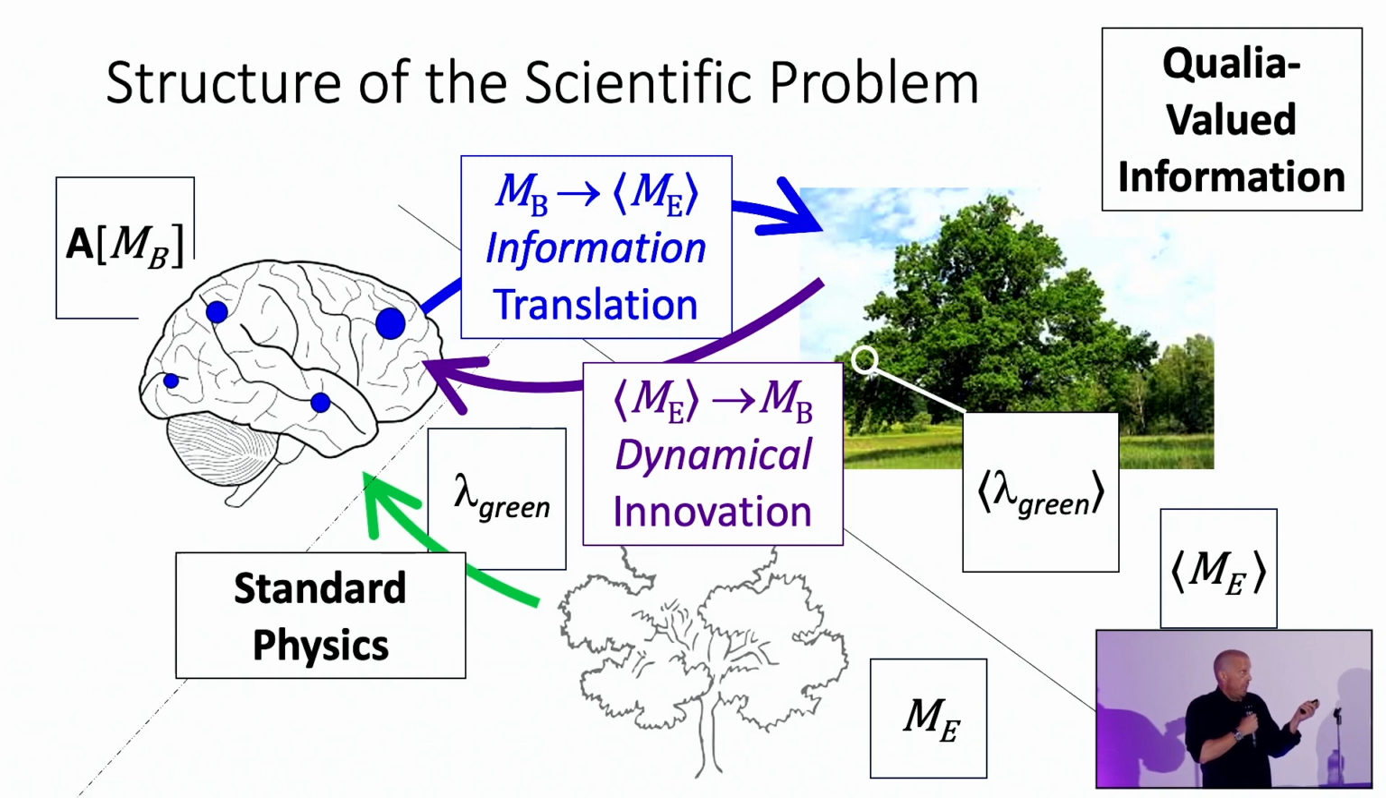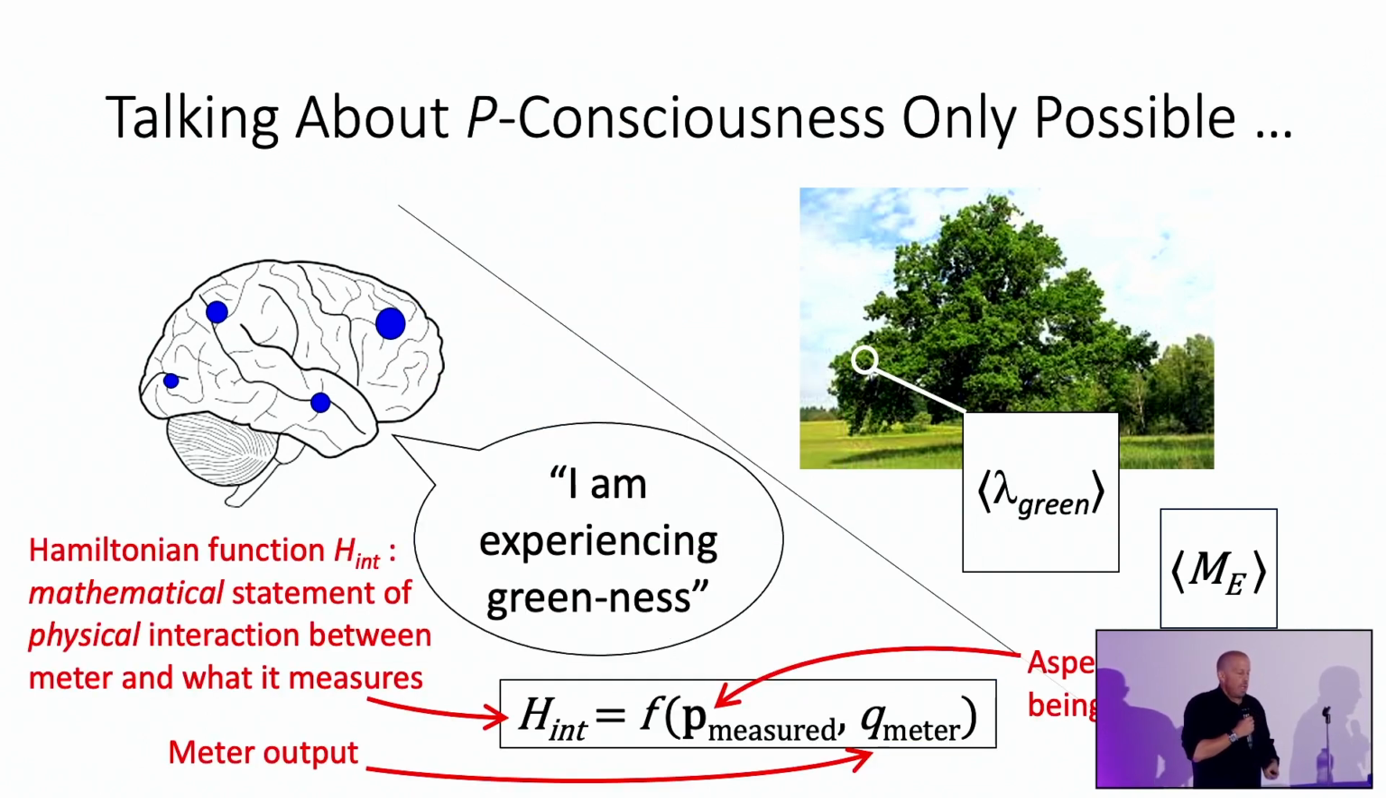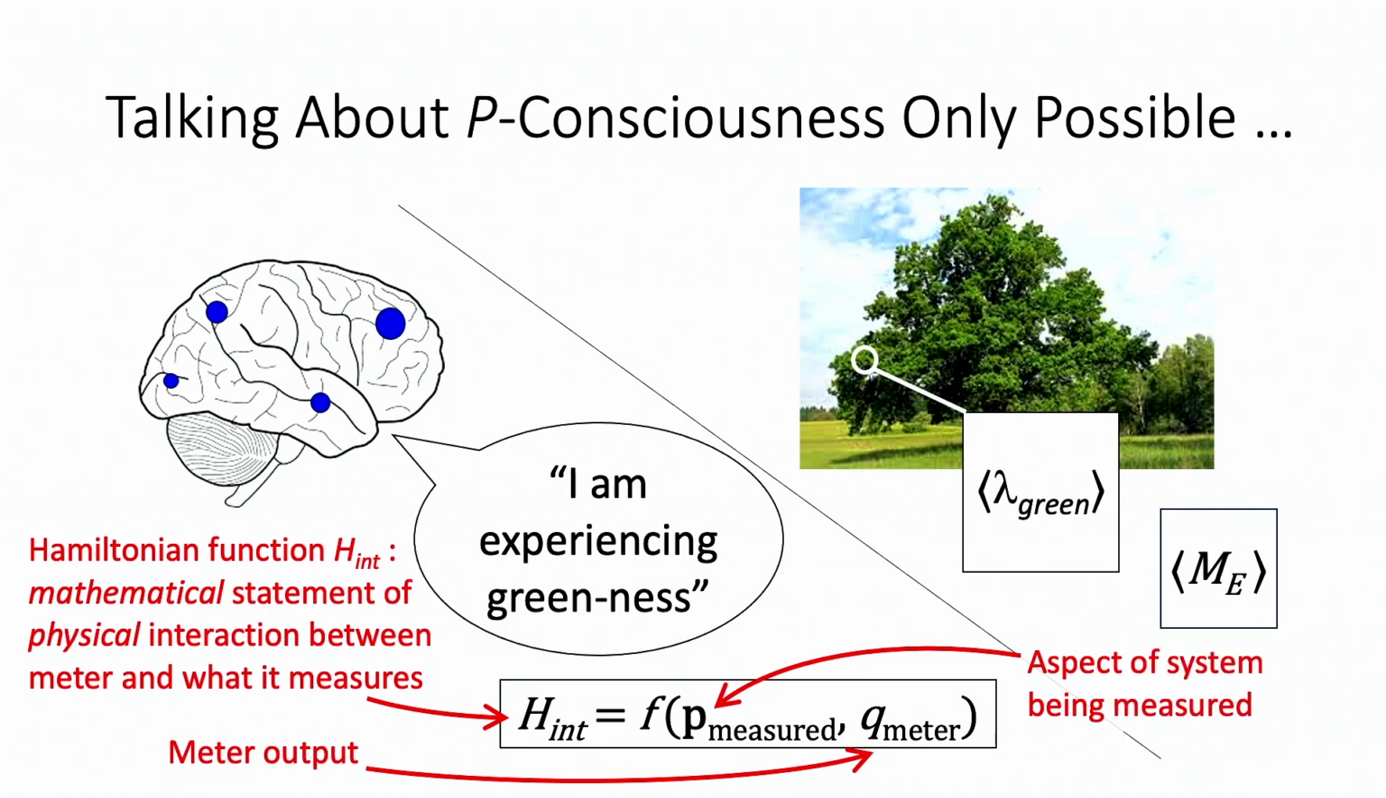Now, I'll come back to information translation in a moment, but first I'm going to explain to you why I call that purple relationship dynamical innovation. To do that, I'm going to construe the physical brain as a meter or measuring device or reporting device for conscious experience. Now, if that seems a little odd to you, just try this analogy.